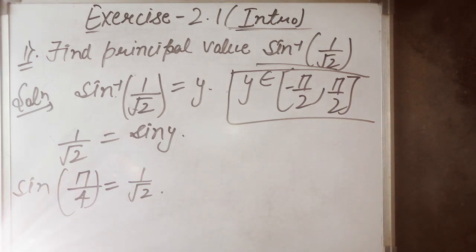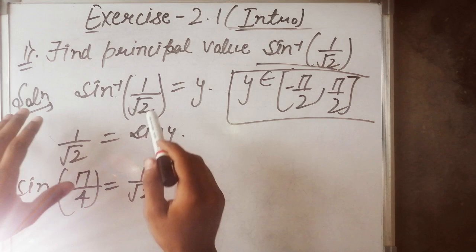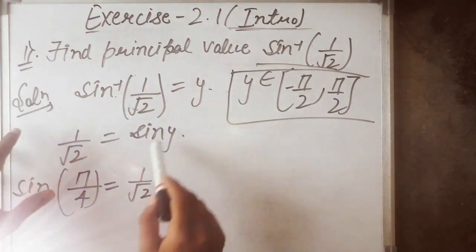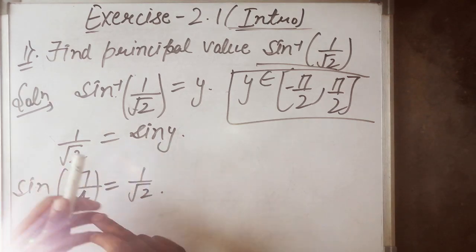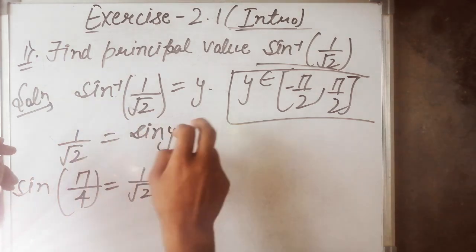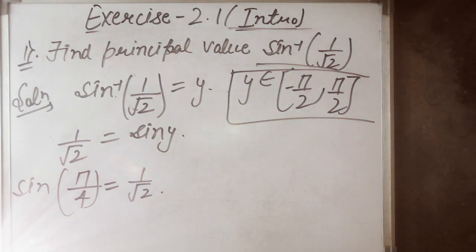In the next step, we have taken sine inverse from here to there. Okay, so you will get sine y. Now we have to look at which angle has the value 1 by under root 2, and it was none other than pi by 4. So this was the principal value of sine inverse 1 by under root 2.